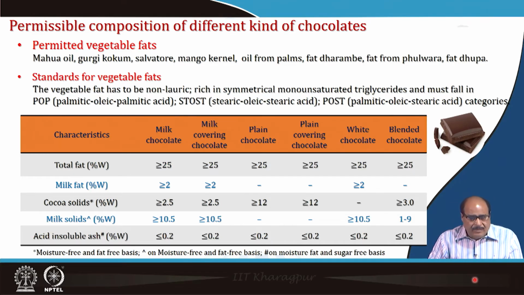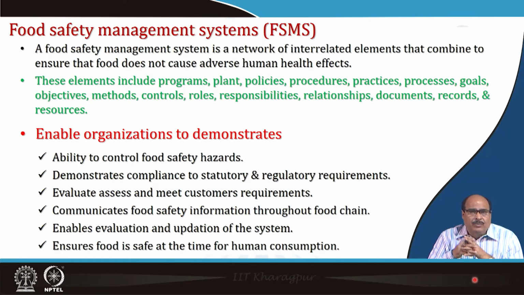Okay. Now, let us discuss the food safety management system, FSMS. FSMS is a network of interrelated elements that combine to ensure that the food does not cause any adverse human health effects when it is eaten. And these elements include programs, plans, policies, procedures, practices. That is, all these things should be done, whether it is at the manufacturer level, at the regulator level, or at the company level, company management, quality, personnel, etc., even record keeping, and so on.